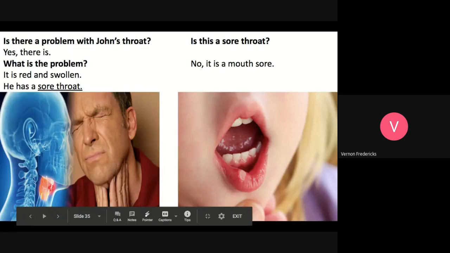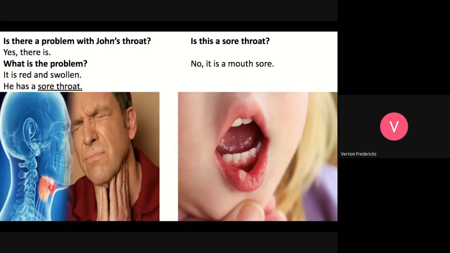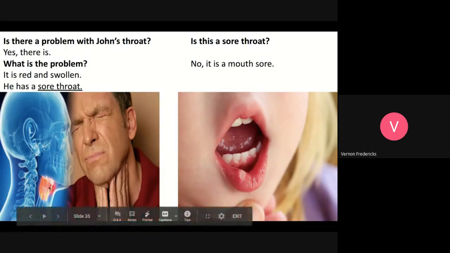Picture B. Is this a sore throat? No, it is a mouth sore. Okay. In picture B, the baby's mouth is sore. Okay. His throat is not sore, just his mouth. Okay. So throat is at the back of the mouth. Okay. Next slide.